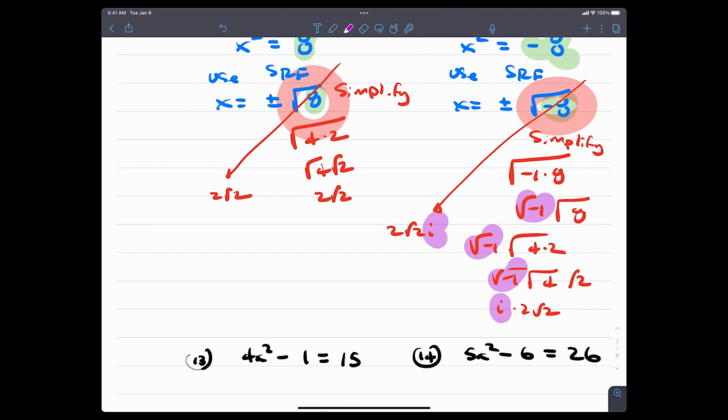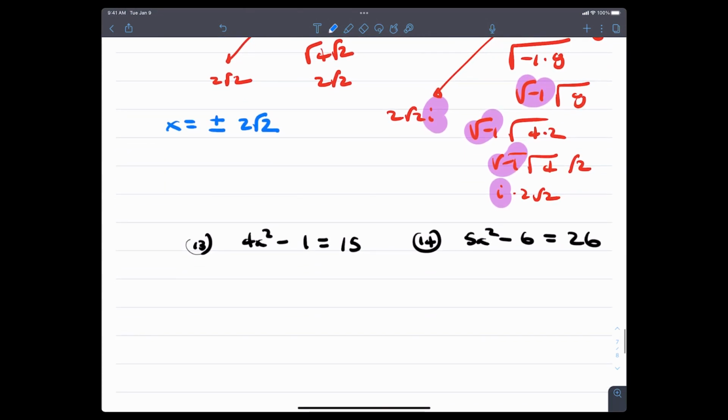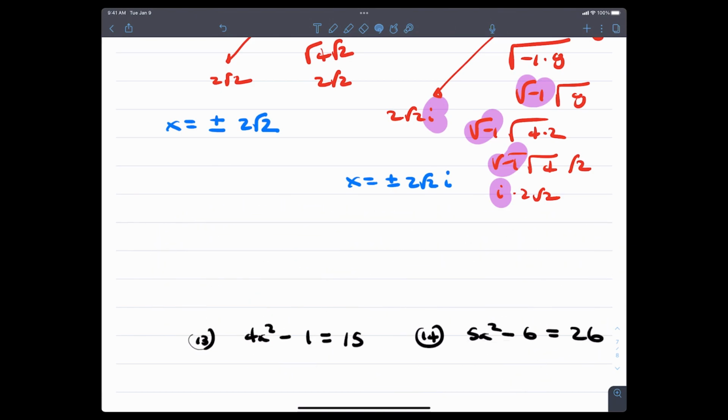Right? So final answer, we always put plus or what? Minus, okay? Don't forget that because there's 2 solutions. So over here, there's also 2 solutions. There's always 2 solutions. It's just this one has the variable i at the end. It's a complex solution. Right? We know what complex numbers are. We had a test on that yesterday.